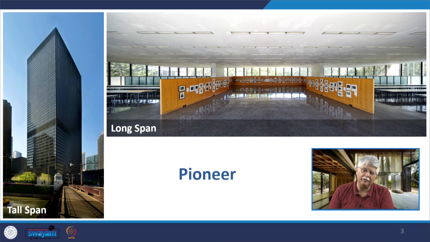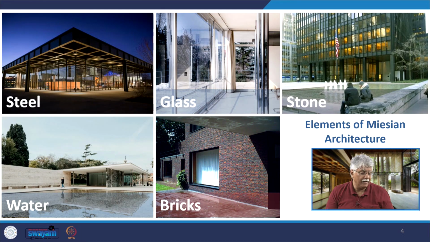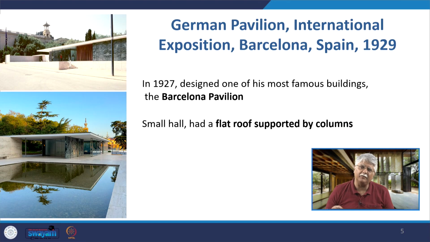He was the pioneer in the 20th century of the tall span and the long span building. This is one of his tall buildings in America. This of course is the Crown Hall in IIT Illinois, and the materials he worked with: steel, glass, stone, water and bricks. Let us come now to the German Pavilion.